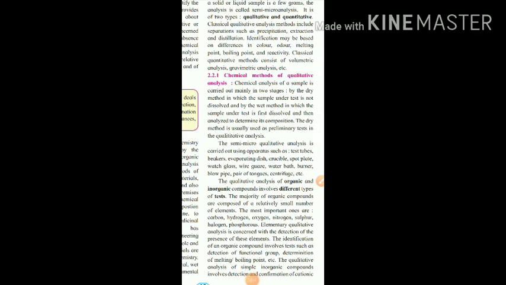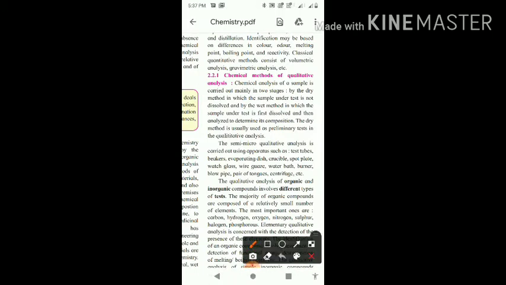Now, this chemical method of qualitative analysis of a sample is carried out with the help of two methods, or in two stages. The first method is what we call the dry method, and the second one is the wet method. In the dry method, the sample under test does not get dissolved. The sample we have taken for analysis, we are not going to dissolve. That method is known as the dry method.